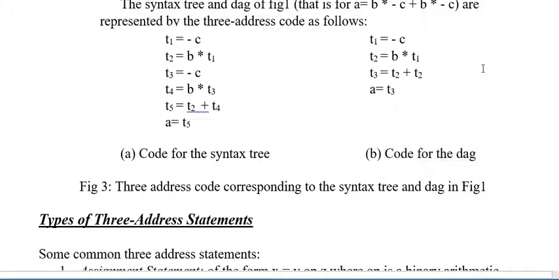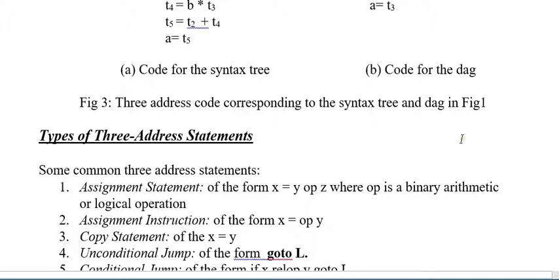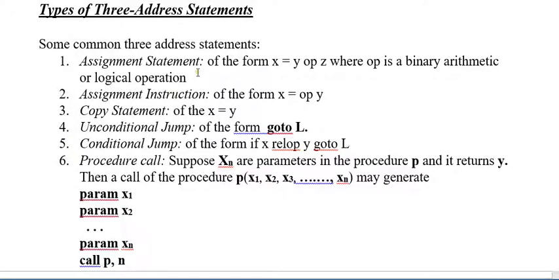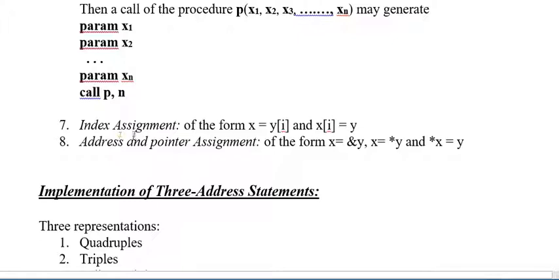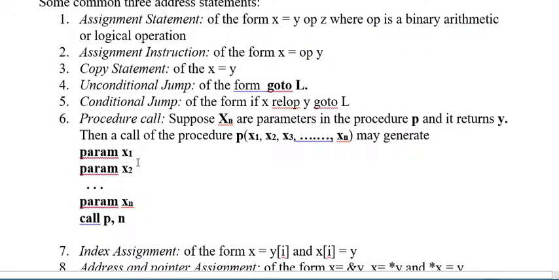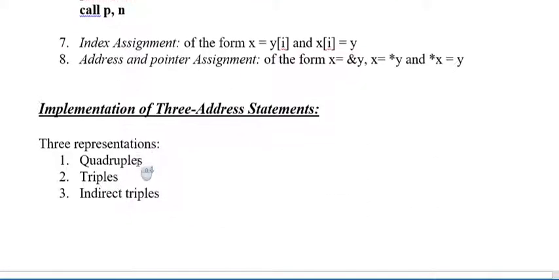Are you guys clear? Okay. Moving to the next, the types of three address statements. Some common three address statements are assignment statement, assignment instruction, copy statement, unconditional jump, conditional jump, then procedural call. Those are the statements. Then moving forward with index assignment and address and pointer assignment. We all know this basic from our C program tutorial. Hope you guys know about this.